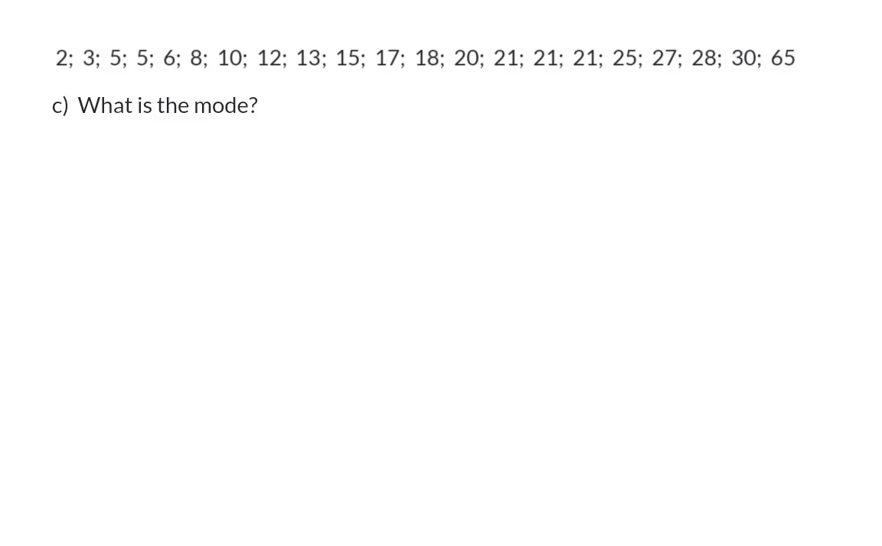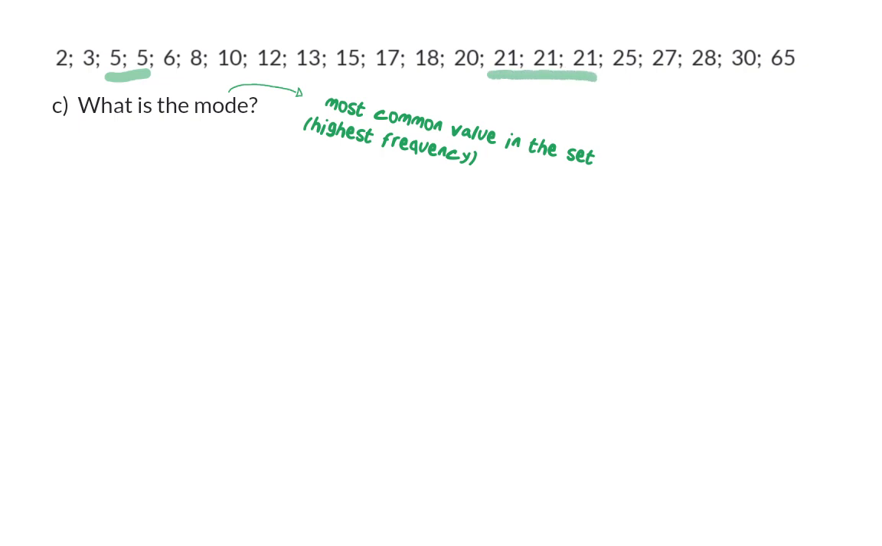Question C. What is the mode? The mode is the data value that is most common in the set or has the highest frequency. In our set, we can see that 5 appears twice, but 21 appears 3 times. Therefore, 21 is the mode of the set.